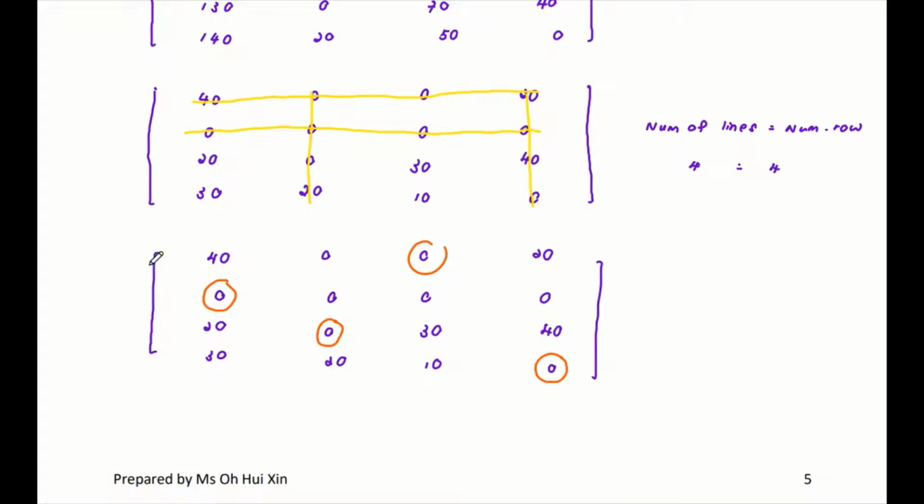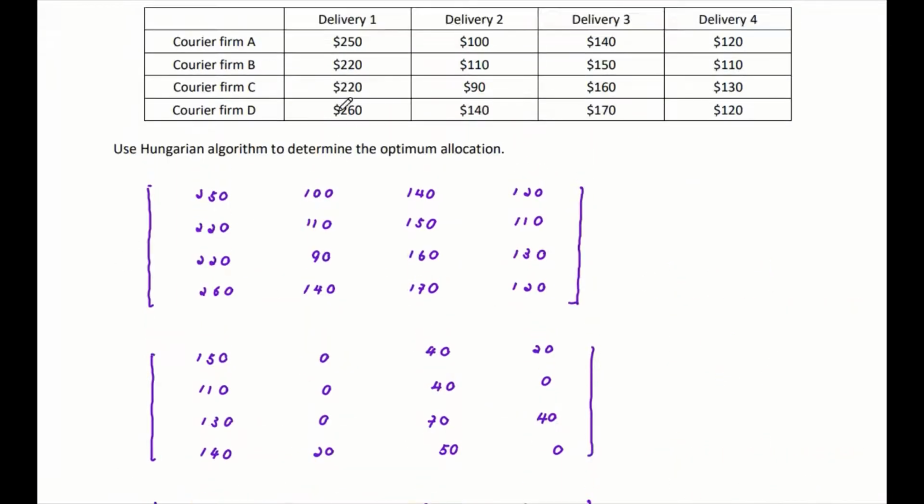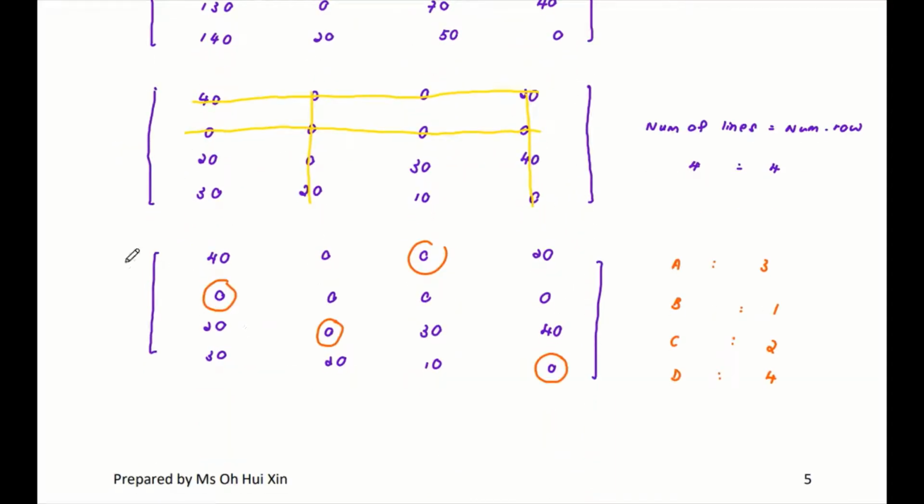So by looking at this, you know that courier firm A is going to do delivery 3. Courier firm B is going to do delivery 1. Courier firm C is going to do delivery 2. Courier firm D is going to do delivery 4. If you can't read it like this, you can just write down based on whatever you have put in here. Write down A, B, C, D, 1, 2, 3, 4. Then you'll be able to identify which ones you are choosing.